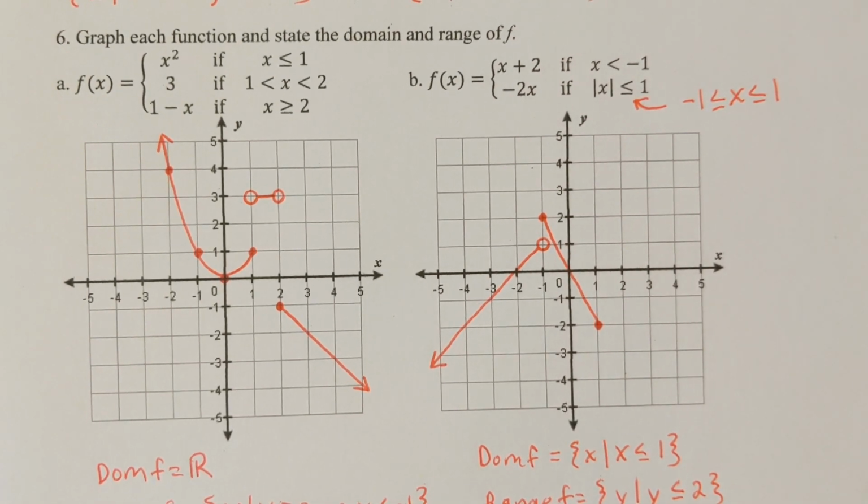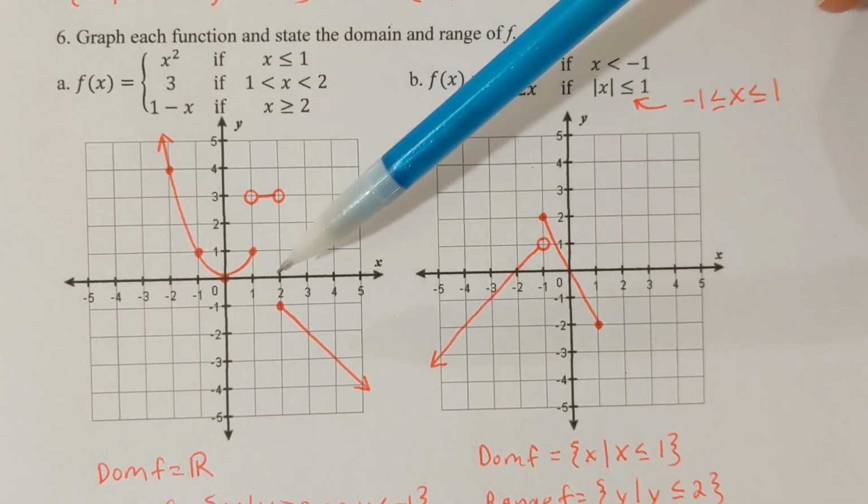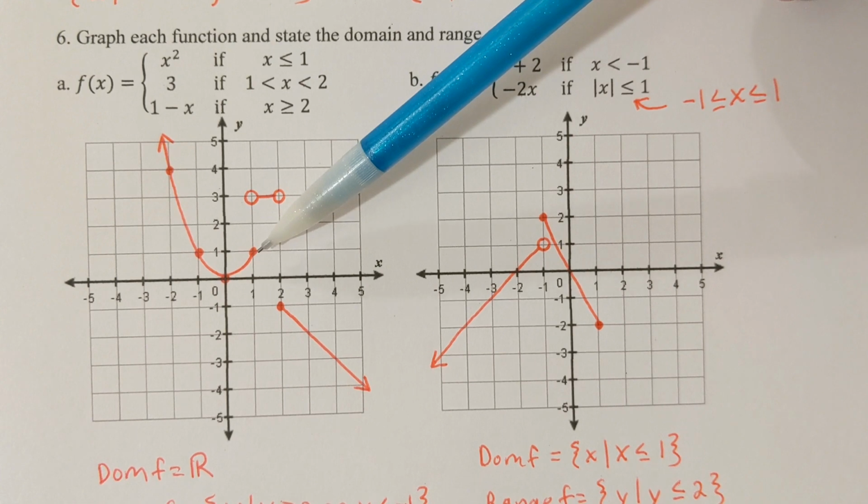Of course, in piece 1, I've got a less than or equal to, right? So (1, 1) needs to be on the graph. I'd want a closed circle there.